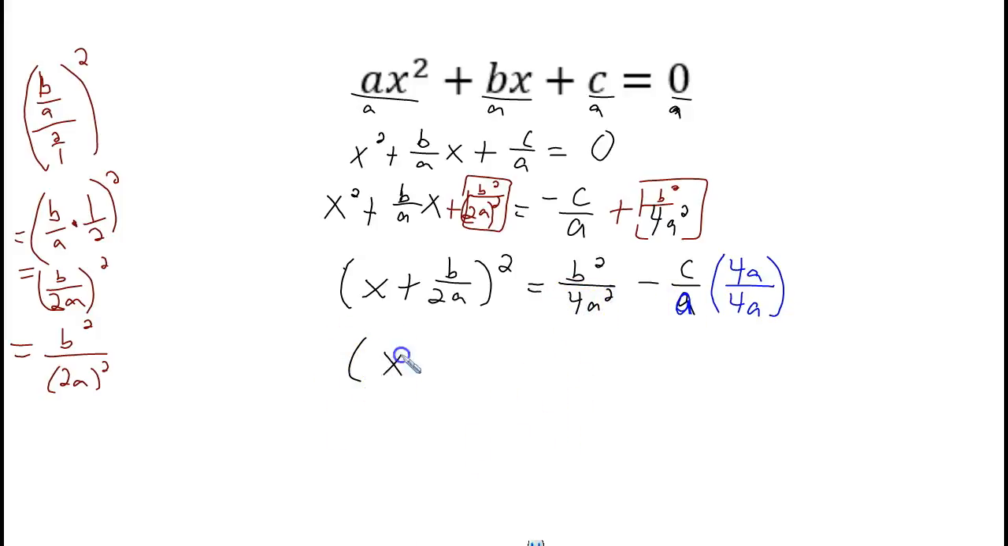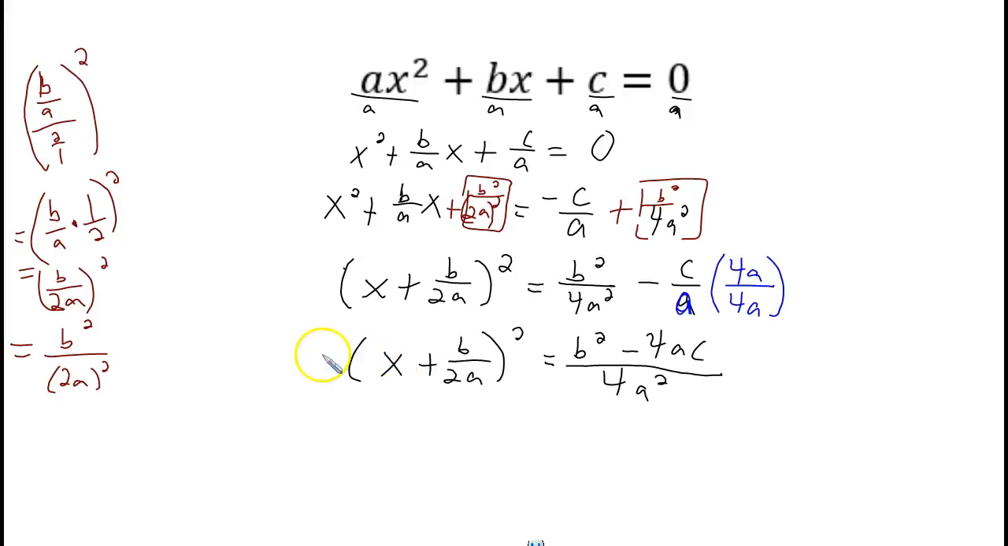Okay, so I've got x plus b over 2a squared equals b squared minus 4ac, because that's c times 4a, 4a times c, 4 times a times c, right? And all of that is going to be over 4a squared, because now we have like denominators. Now we have 4a squared here and 4a squared here, so we're going to put it all over 4a squared. All right, we're getting closer to the final answer.